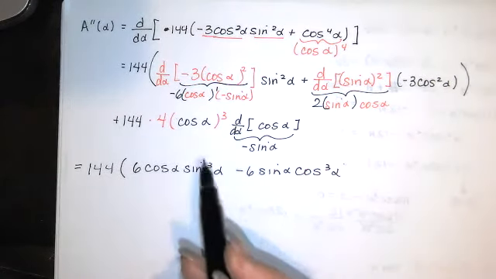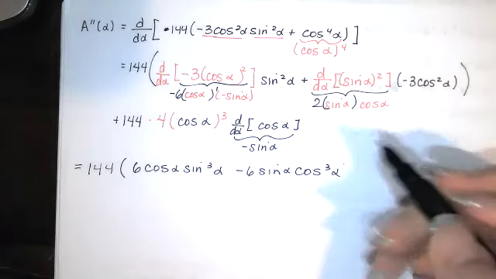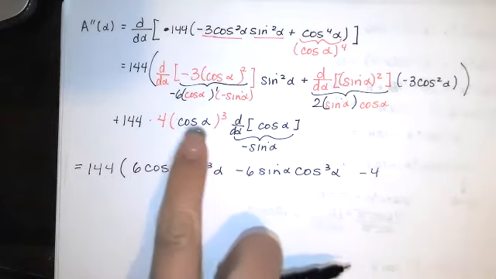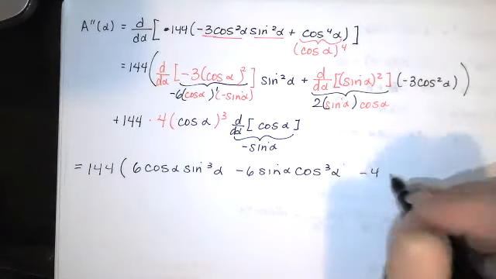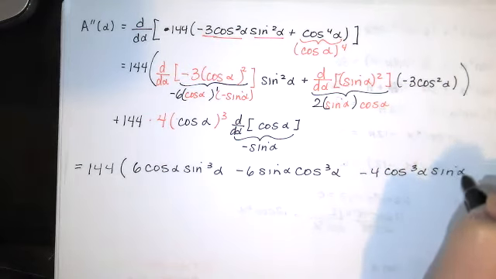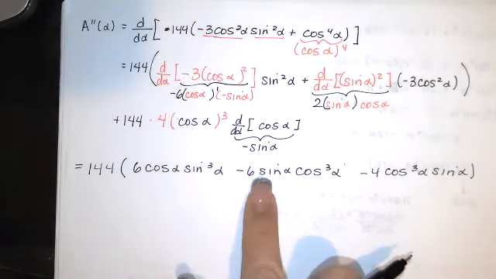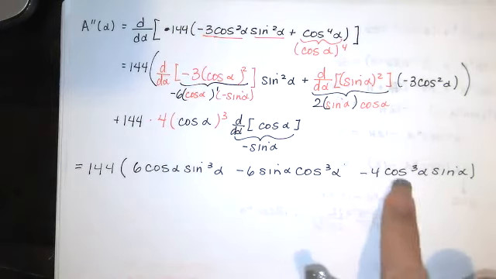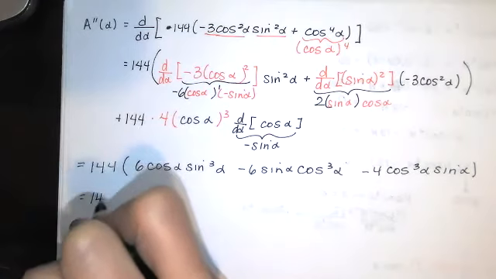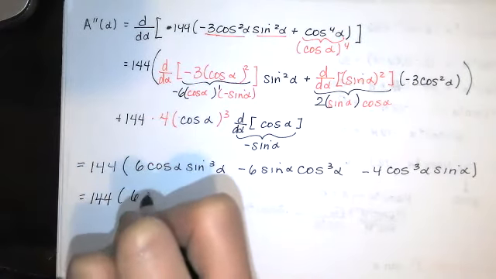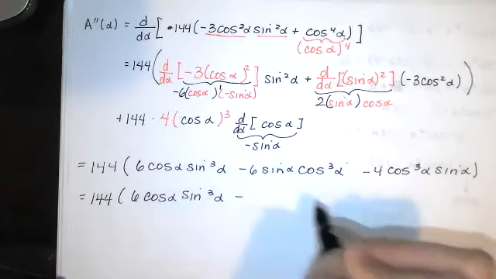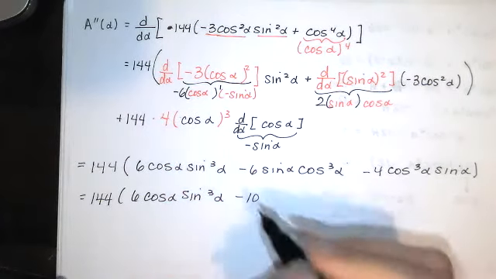And then over here, I've got a negative 4. I factored out the 144. Negative 4, and I've got cosine cubed times sine. And I've got a cosine cubed times sine here and a cosine cubed times sine there, so I could combine like terms. So I've got minus 10 of those.